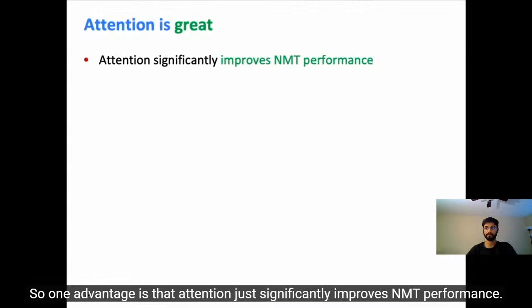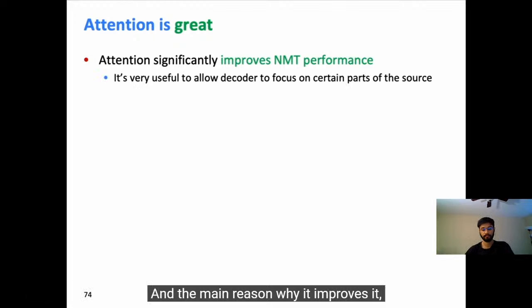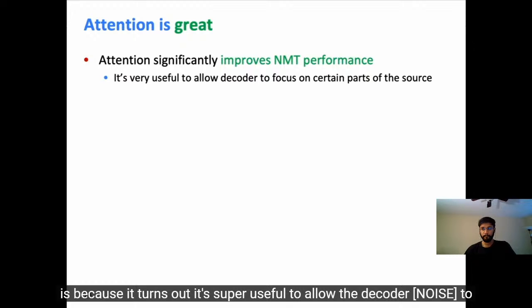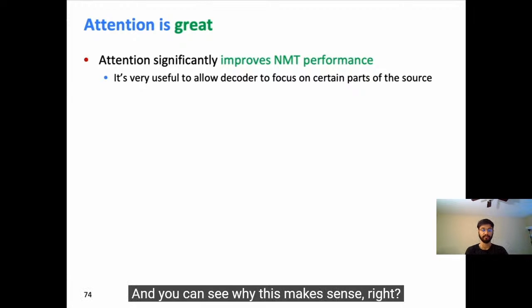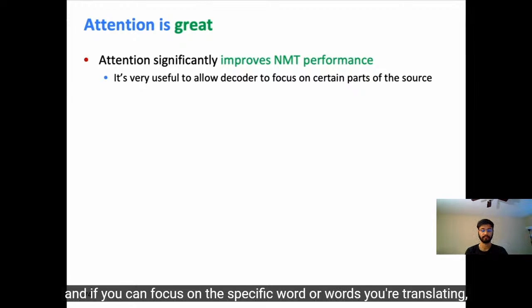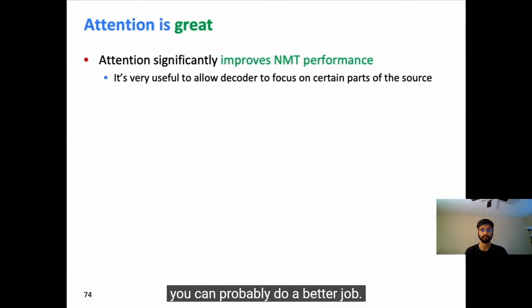So one advantage is that attention just significantly improves NMT performance. And the main reason why it improves it is because it turns out it's super useful to allow the decoder to focus on certain parts of the source sentence when it's translating. And you can see why this makes sense, right? Because there's a very natural notion of alignment, and if you can focus on the specific word or words that you're translating, you can probably do a better job.